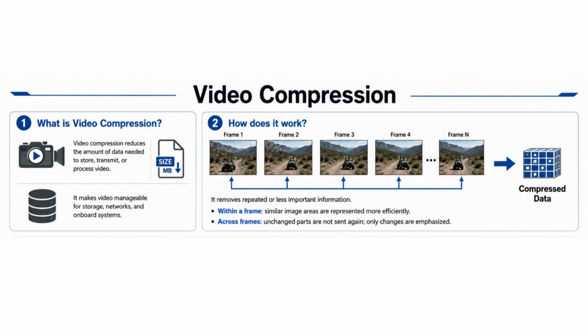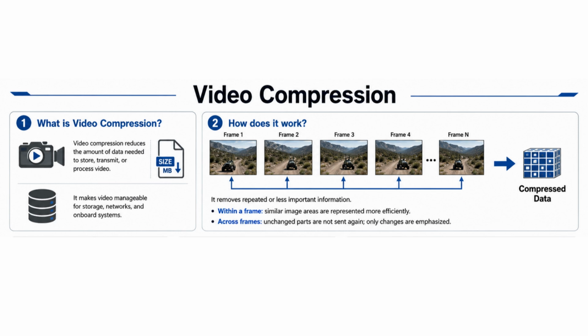Let us begin by understanding what video compression is. A camera produces a large amount of video data, especially when it is recording at high resolution and high frame rates. Video compression reduces this data so that the video becomes easier to store, transmit, and process. In simple terms, it makes video more manageable for storage systems, onboard computers, and communication networks.